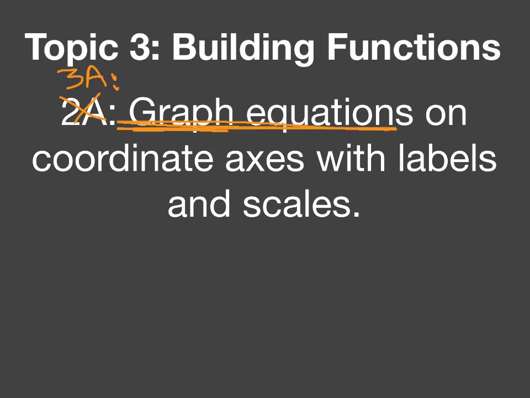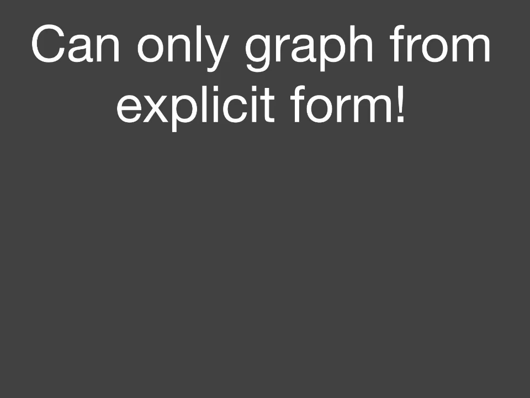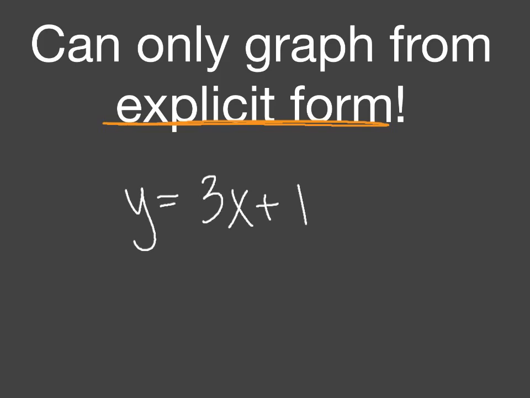Simple as that. So if I give you an equation, and remember an equation is anything with an equal sign, can you have a graph and make a line from that equation? That's what we're being asked to do. So something you need to know is that I can only graph if I have an equation that's in explicit form. An explicit form is an equation where the y is all by itself. So for instance, y equals 3x plus 1. That is an equation in explicit form.